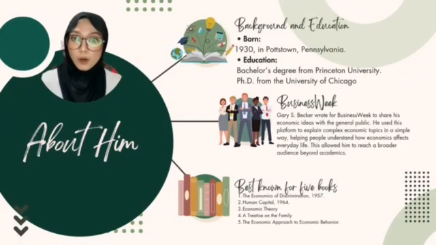Gary S. Becker was a prominent American economist born in 1930 in Pottsville, Pennsylvania. He earned his PhD from the University of Chicago, where he later became a university professor with joint appointments in the economics and sociology departments. In addition to his academic achievements, Becker wrote a monthly column for Business Week, where he applied his economic insight to current events and public policy discussion.